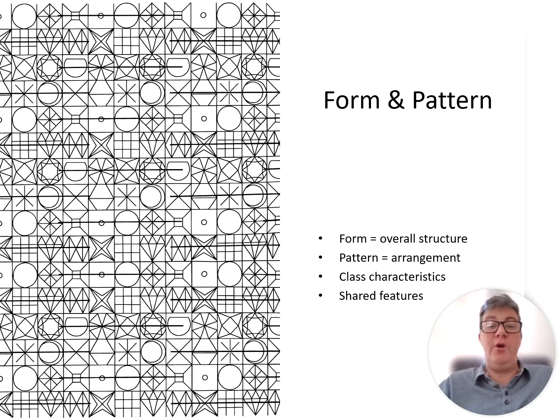Form refers to the overall structure of an object, while pattern refers to how features are arranged. These often represent class characteristics, meaning they can group objects together but do not identify a single source. For example, a shoe tread design can identify the brand but not the exact shoe.